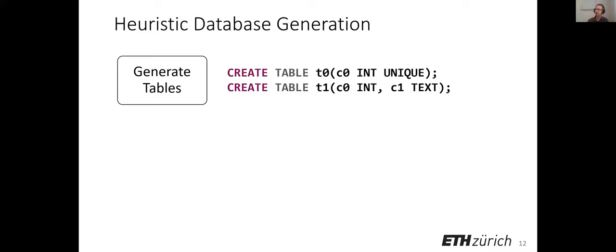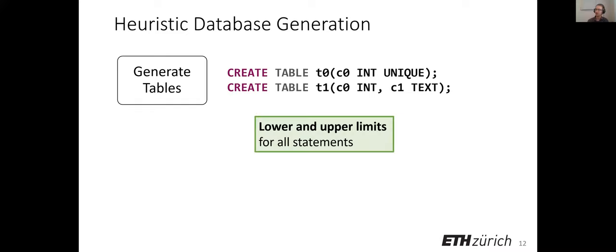Basically, we have two phases in this process. First, we generate random tables. So here we can see that we have a table T0 and a table T1. And for this generation of statements, in general, we have lower and upper limits that are configurable by the user.